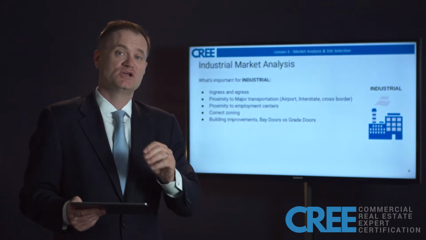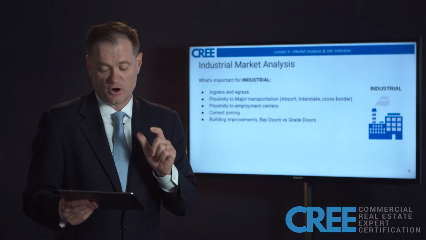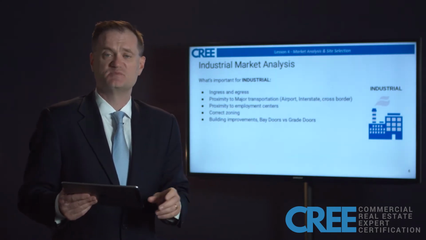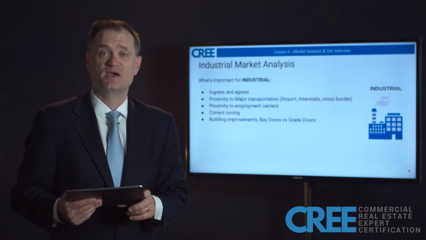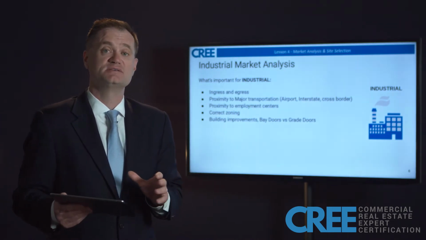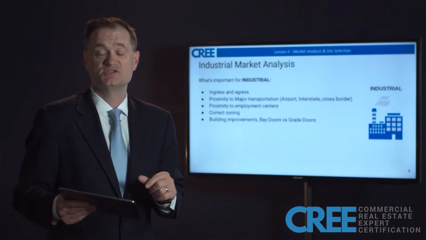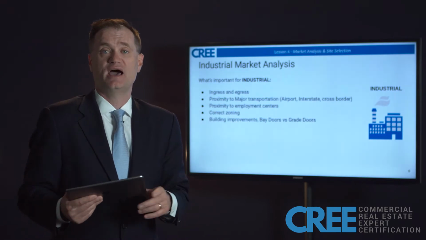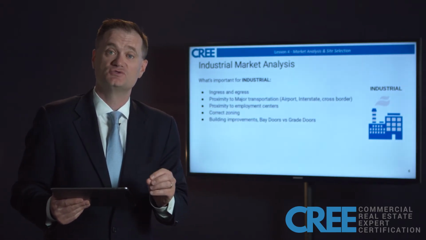So again, making sure you fully understand the zonings in and around your commercial uses are key. And then the building improvements, a lot of specifics when it comes to the couple of different types of industrial space. And we talked about this in an earlier lesson about your standard warehouse industrial space versus a flex space, or one that maybe has more office build out or specific uses for that particular type of industrial user.